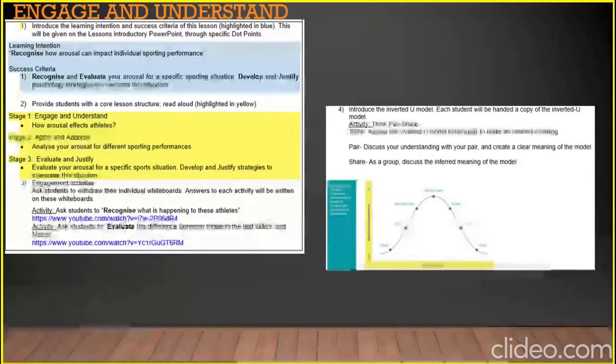Students will then engage with the inverted U model through their think, pair, share activity. After discussing arousal in specific zones previously, this will reinforce their knowledge on the different levels of arousal, or zones, however you want to define it. The think, pair, share model is also known to enhance students' critical thinking. This was referenced by Kudura in 2013.